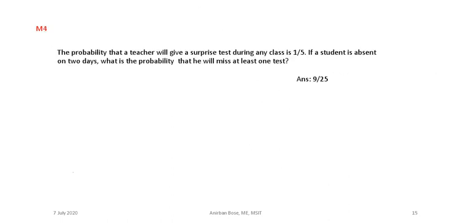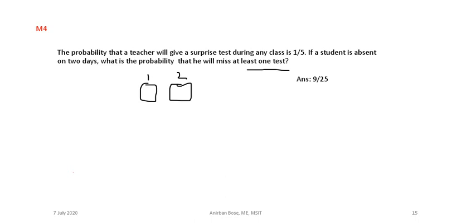Now coming to the next problem. The probability that a teacher will give a surprise test during any class is 1 by 5. If a student is absent on 2 days, find the probability that he will miss at least one test. So consider this is 1 day and this is another day, and if he misses at least one of the tests, you have to find the probability of that.